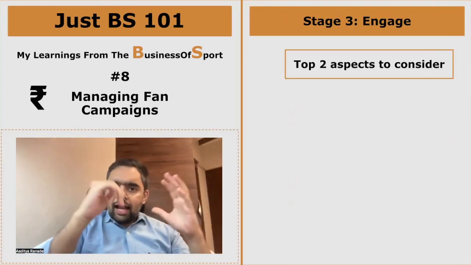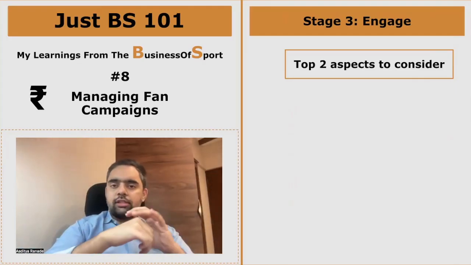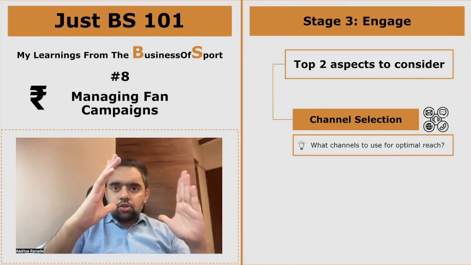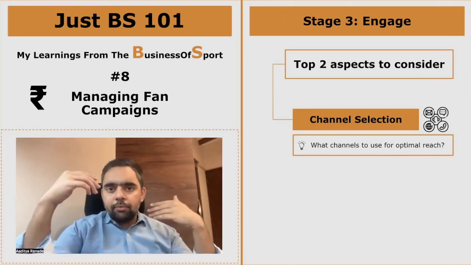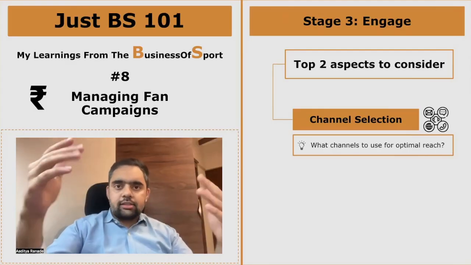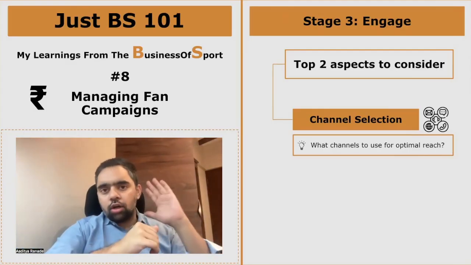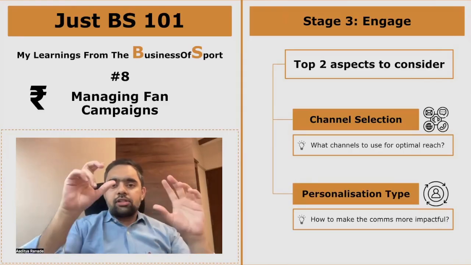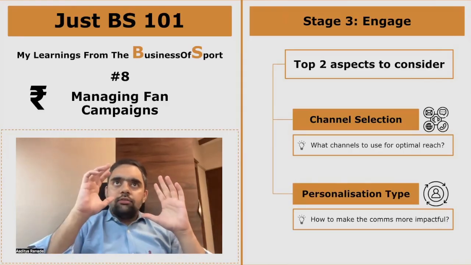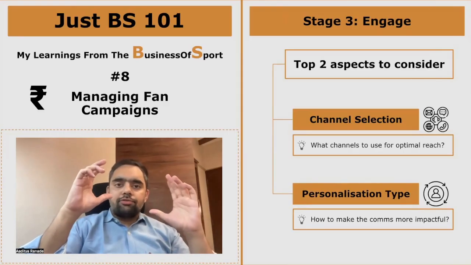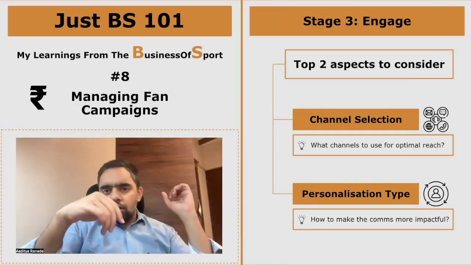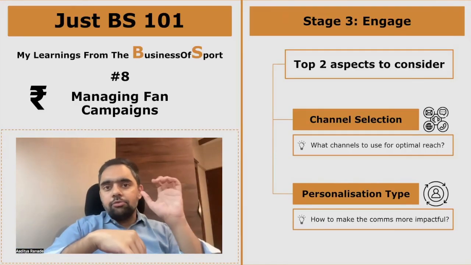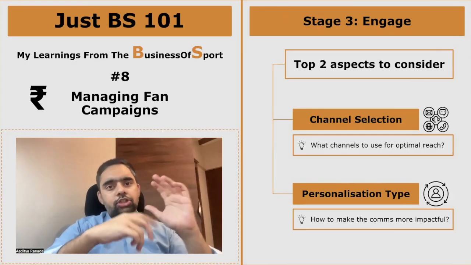What are top 2 aspects to consider when it comes to this stage? One, channel selection. What channels do we put to use to ensure optimal reach, best response rates across different segments of fans based on previous history of what we've experienced? And second, personalization type. How do we make the same message far more impactful by plugging in various levers of personalization like their names, their favorite players, their vernacular language, etc.?